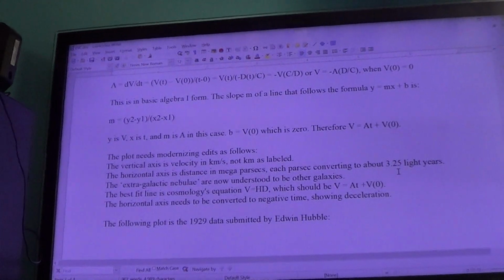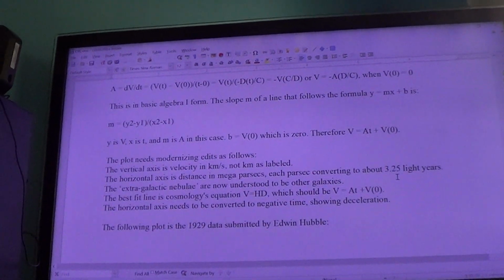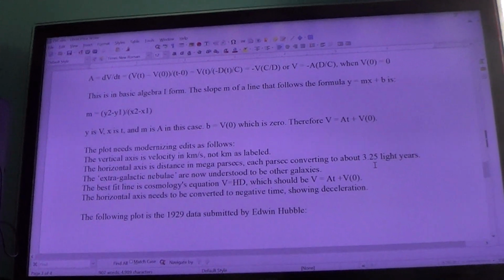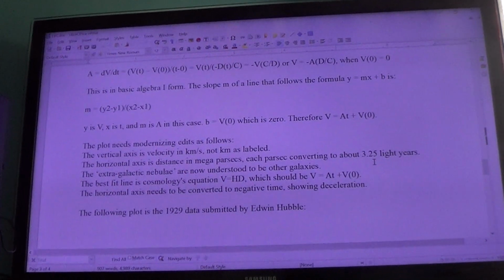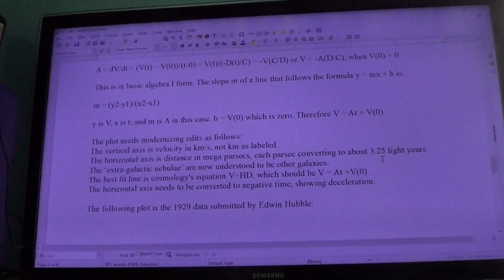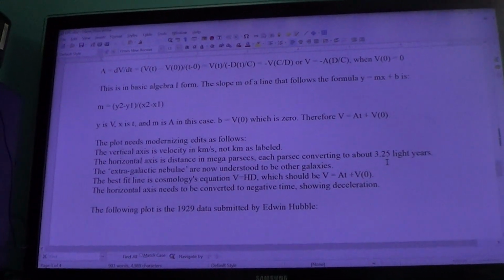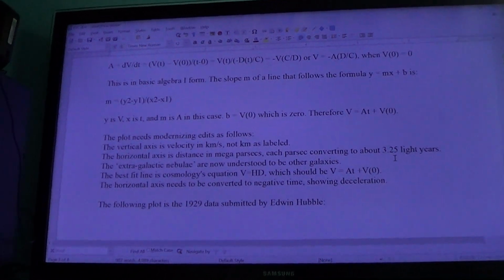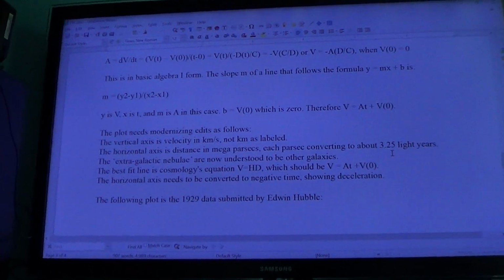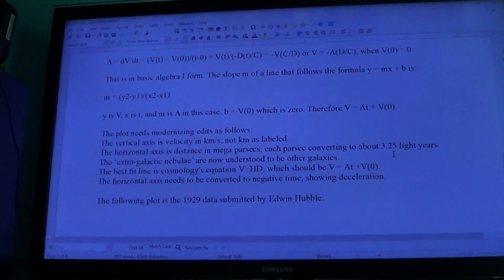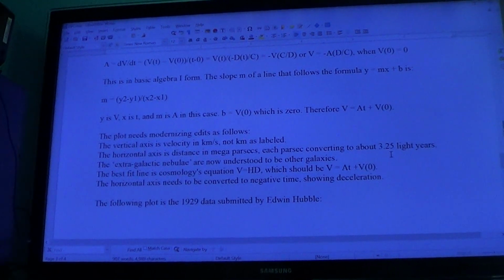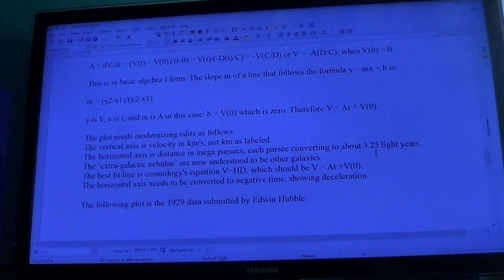This is the basic Algebra 1 form, the slope m of a line that follows the formula y = mx + b, or m = (y₂ − y₁)/(x₂ − x₁). y is v, x is t, m is a in this case. b equals v₀, which is 0. Therefore, v = at + v₀. That's one of those kinematic equations.